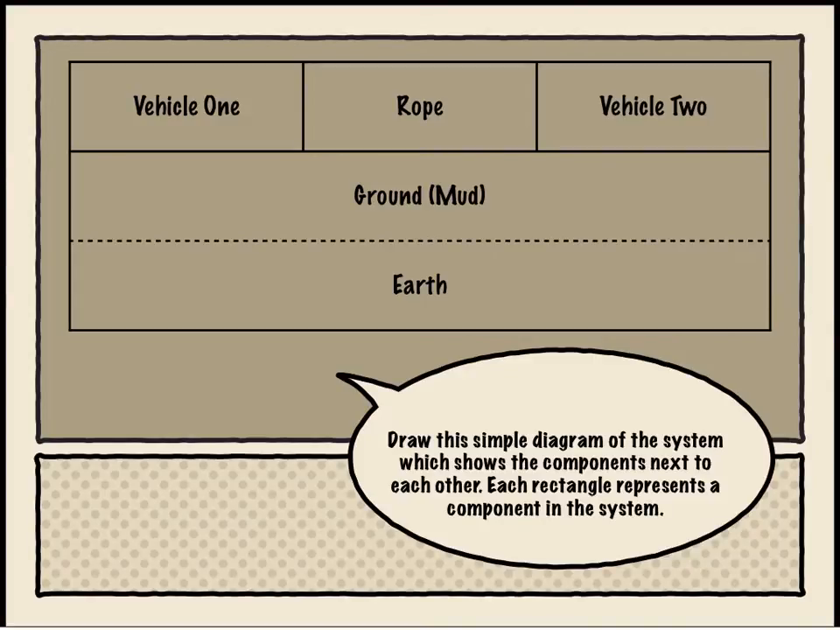Draw this simple diagram of the system which shows the components next to each other. Each rectangle represents a component in the system. This should be drawn on page 12 in your text under procedure question number 1. Please use a ruler.